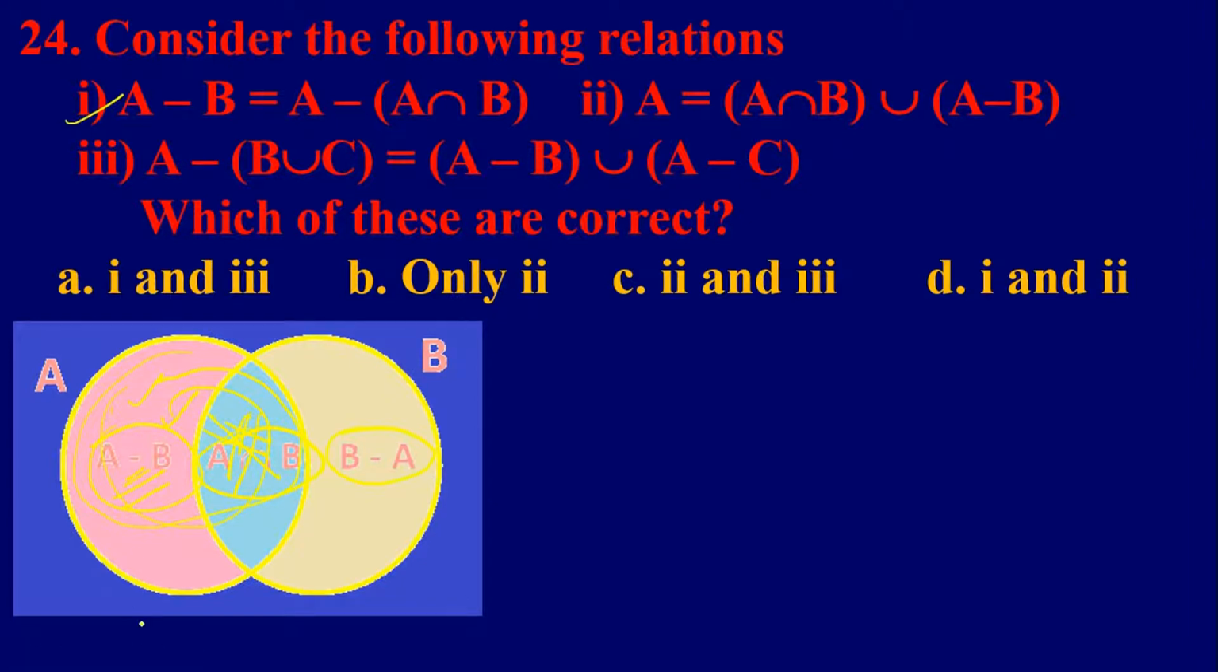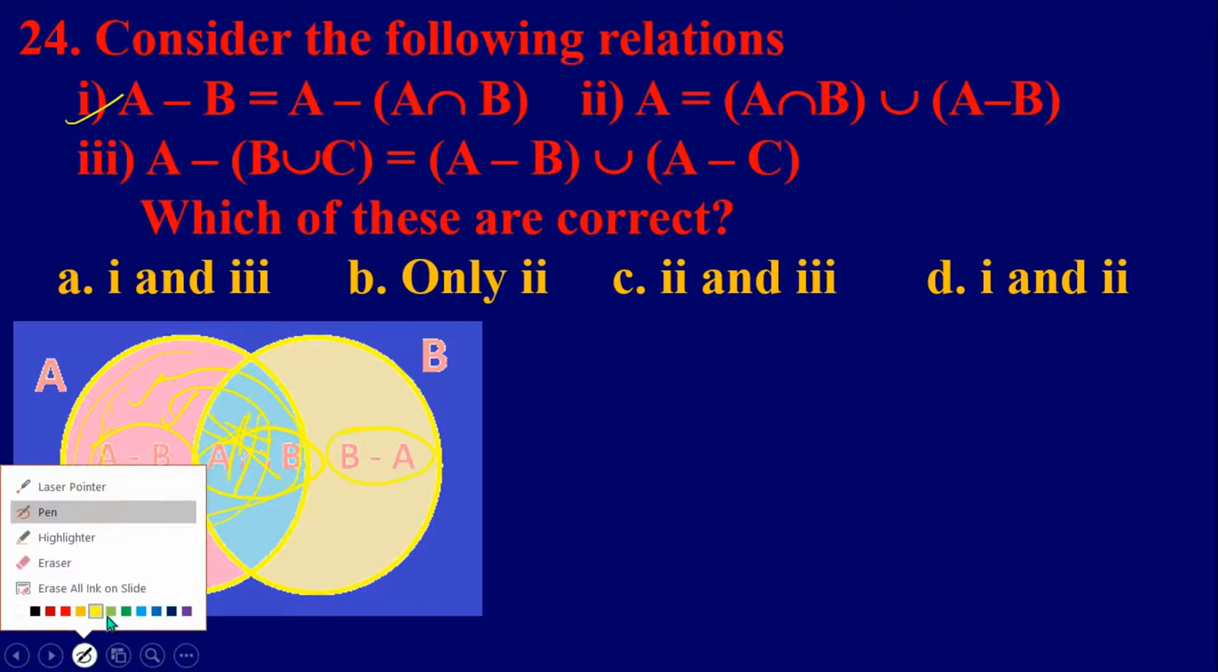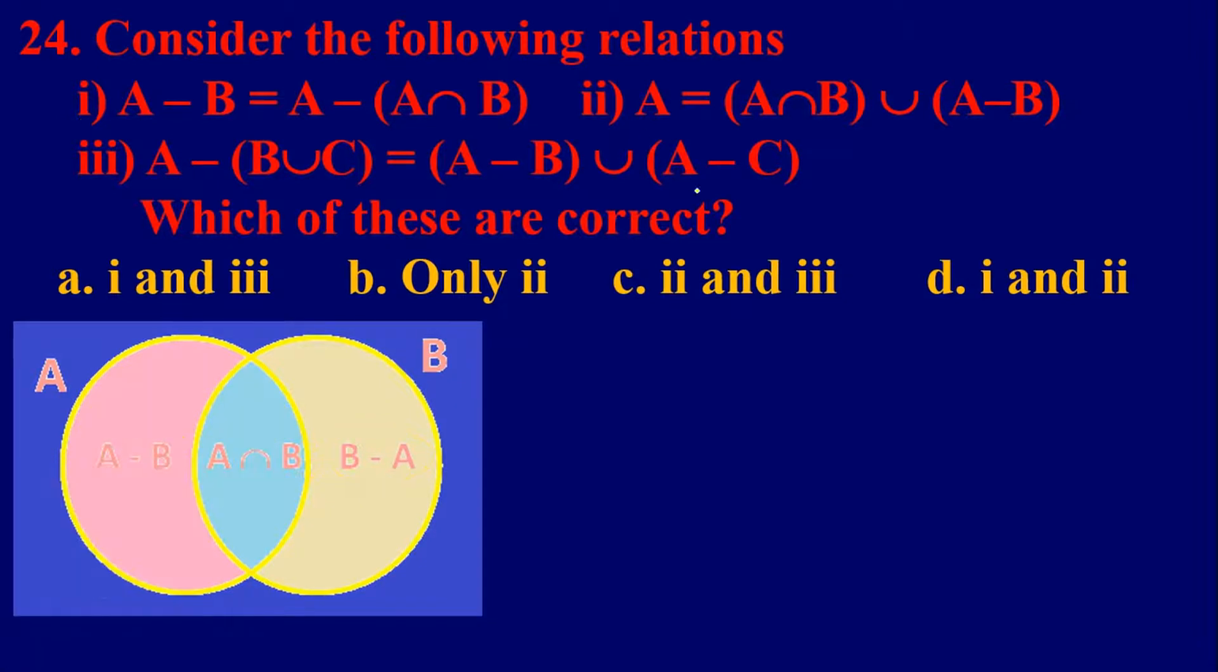Now we see the second relation: A equals A intersection B union A minus B. For two sets, A intersection B is this part and A minus B is this part. When we take the union, when we combine these two, we get set A, which is also correct. So the first one is correct and the second one is also correct.